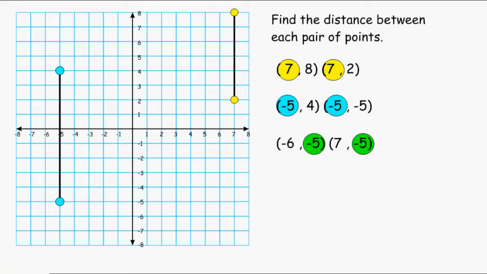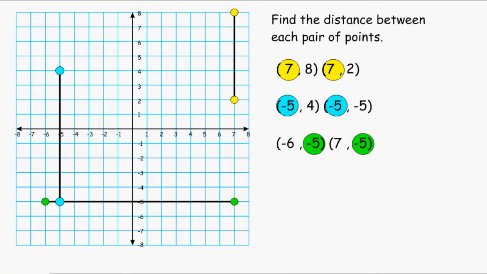Now, looking at the third pair of points, we should notice that the y values are the same. When the y values are the same, the graph points will form a horizontal line. Let us plot the points just to verify this. Negative 6, negative 5 is located right here. And positive 7, negative 5 is located here. And as you can see, the two points form a horizontal line. So whenever you have two or more points with the same x values, they will form a vertical line. And when you have two or more points with the same y values, they will form a horizontal line.